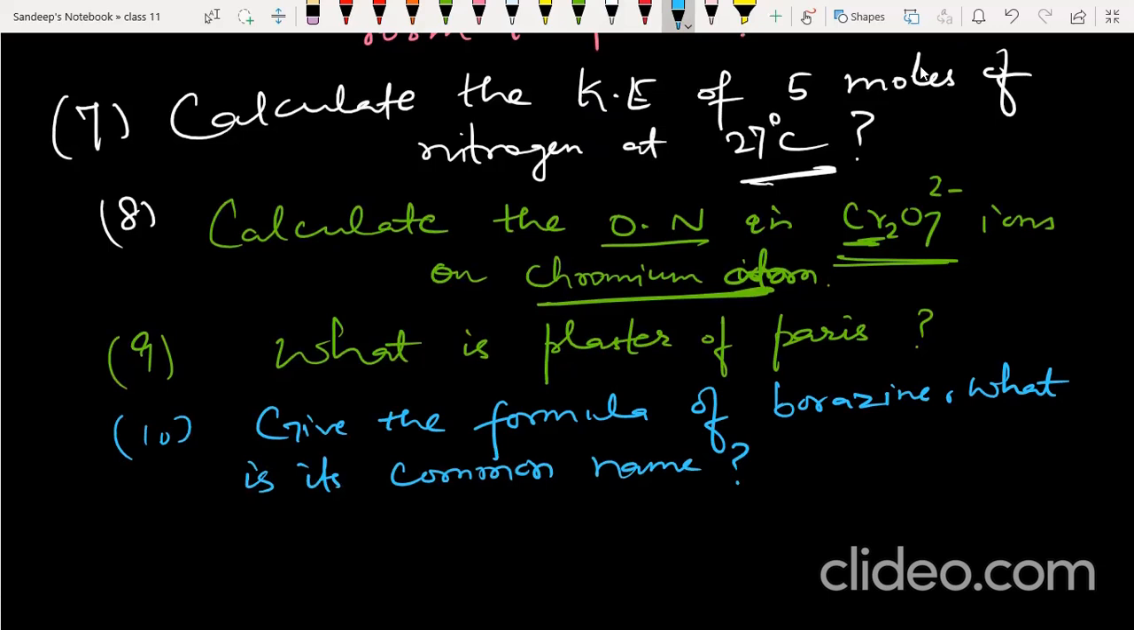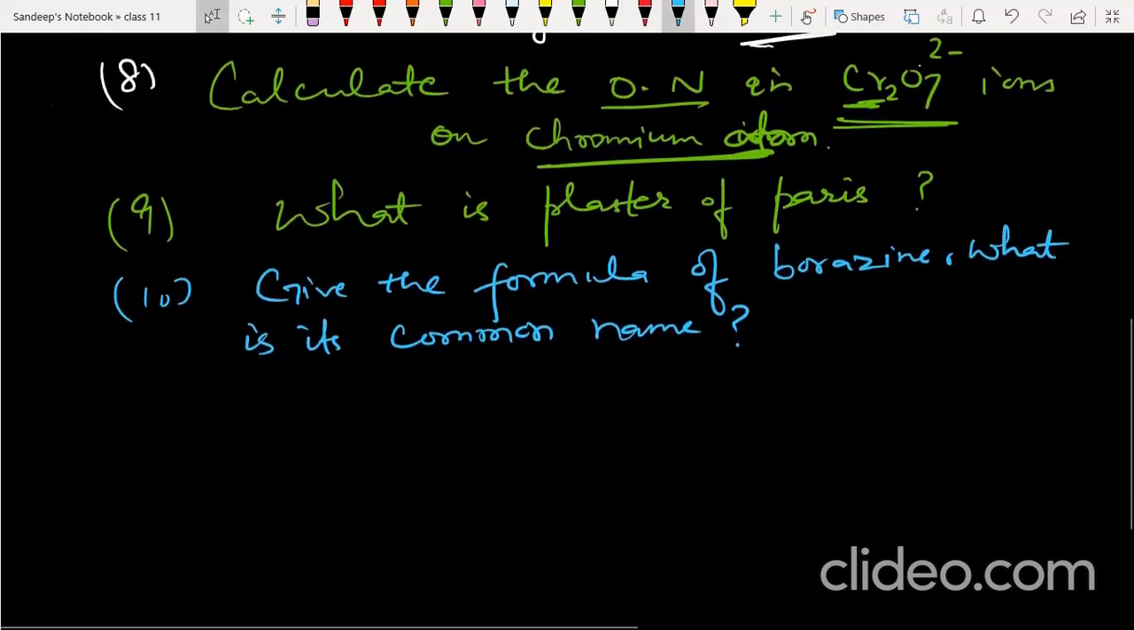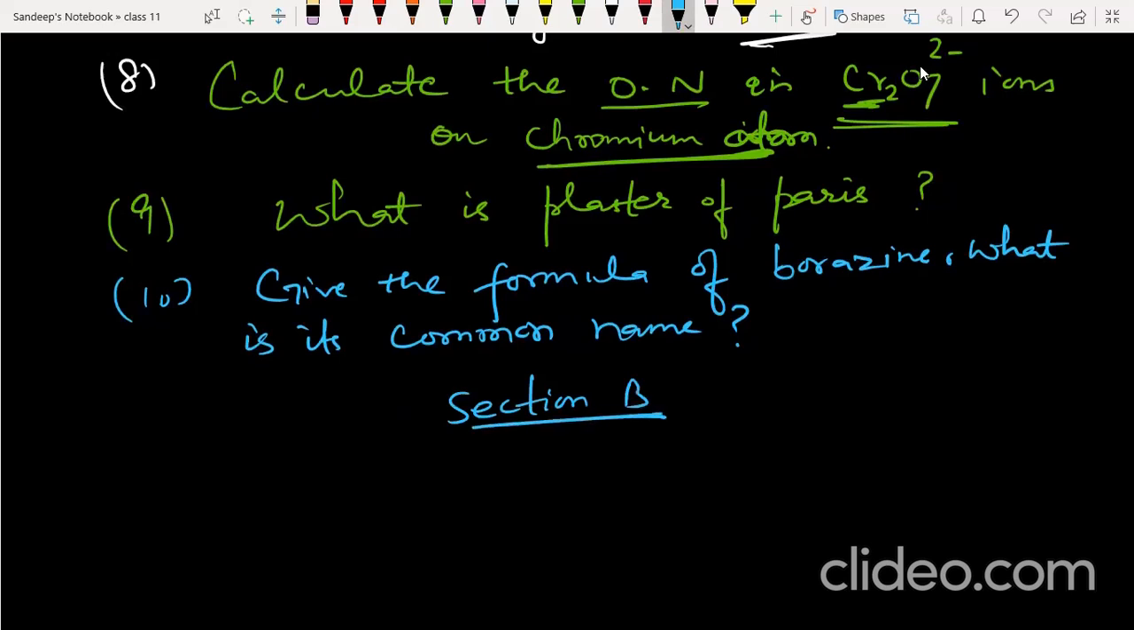So this was about Section A, where you have to answer 10 questions of 2 marks each, 20 marks in total. Now coming to Section B, you have to answer only 6 questions from here.